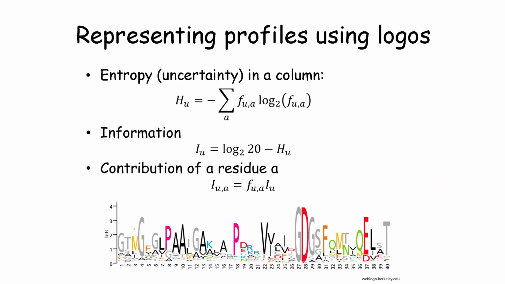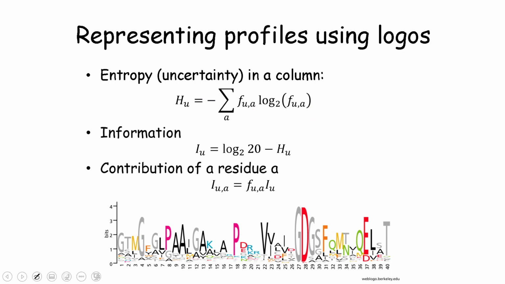The entropy in a column represents the amount of uncertainty in that column, which is in a way opposite of how conserved that column is. The entropy is calculated for each column as the negative sum of the frequencies of each amino acid in that column multiplied by the log 2 of the frequency of that amino acid. Since we use the logarithm of base 2, the units are in bits.